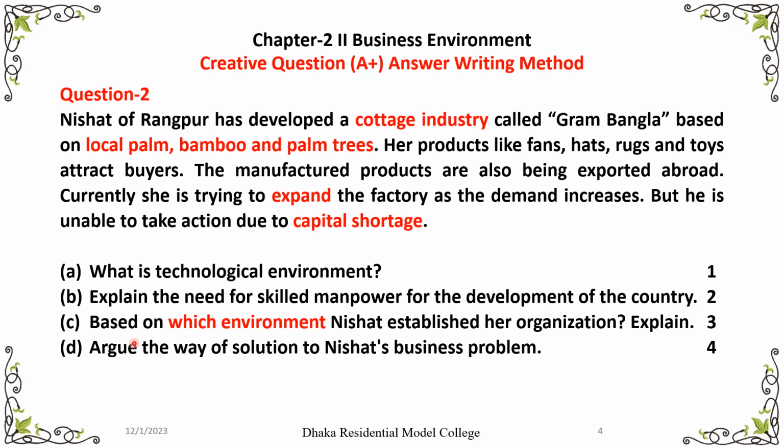Then question number C, that means application type question. There are three parts. The answer of this question must be in three parts for getting 3 marks. Based on which environment did Nishat establish her organization? We already know that there are 6 types of environment. Definitely, you will have to tell correctly one environment's name in the first para of your answer.